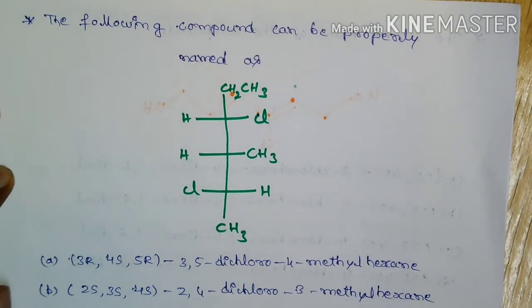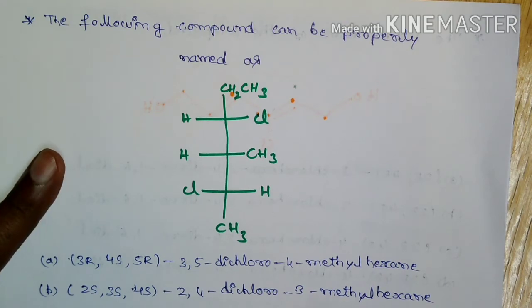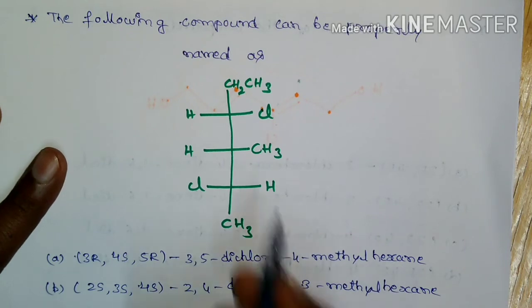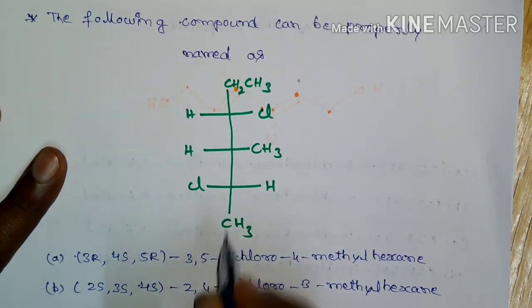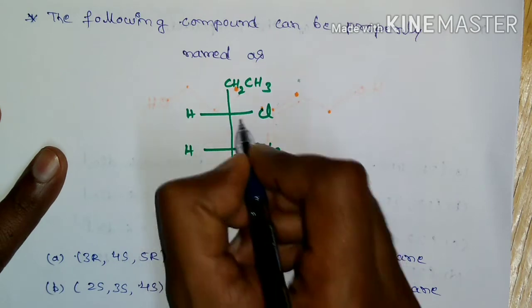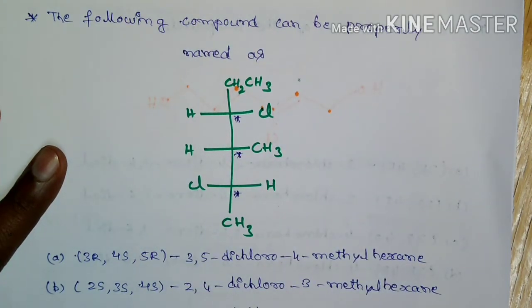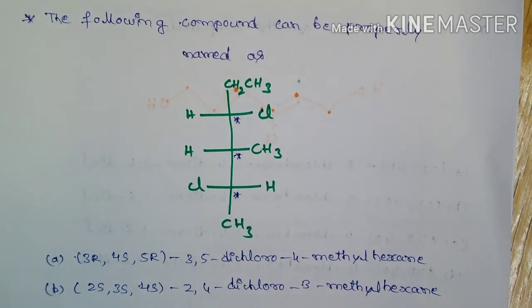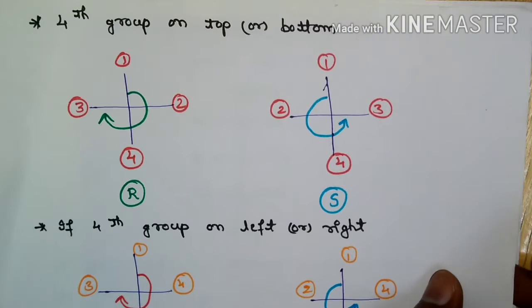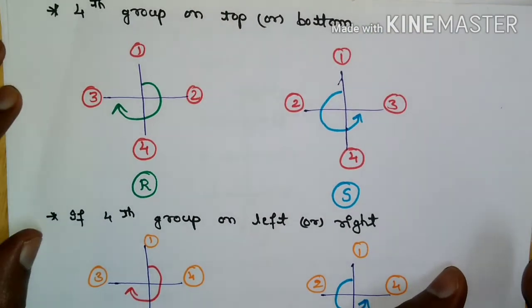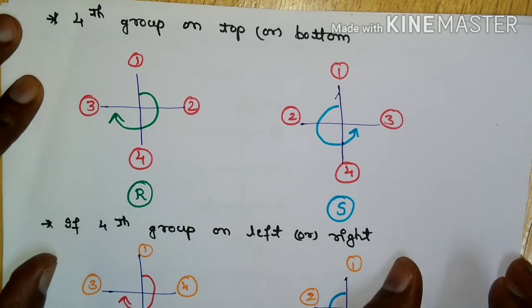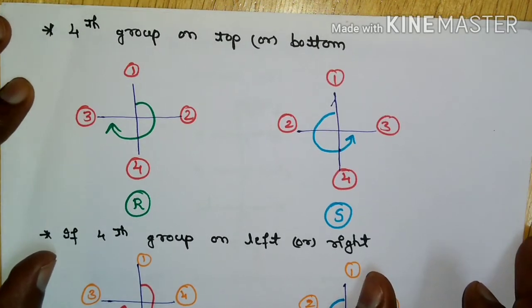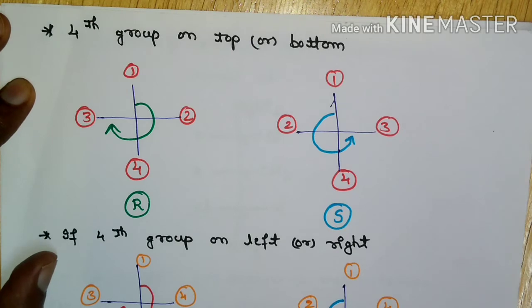Following compound can be properly named as... Here also it is based on the R and S nomenclature, but here they have given a Fischer projection formula. It has 3 chiral centers, and in the case of a Fischer projection formula, how can we assign R and S configuration? The priority and everything will follow the CIP rule, and one thing we need to remember is that it will be on the basis of the fourth group.